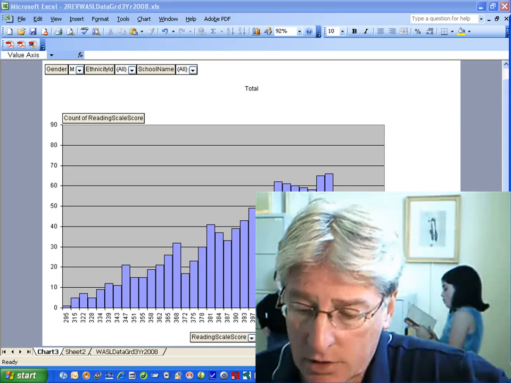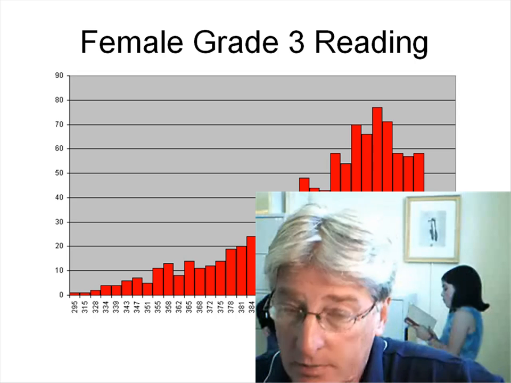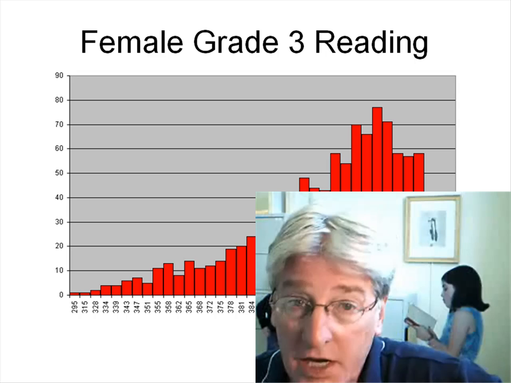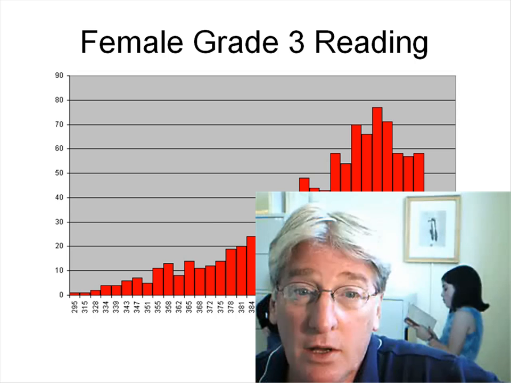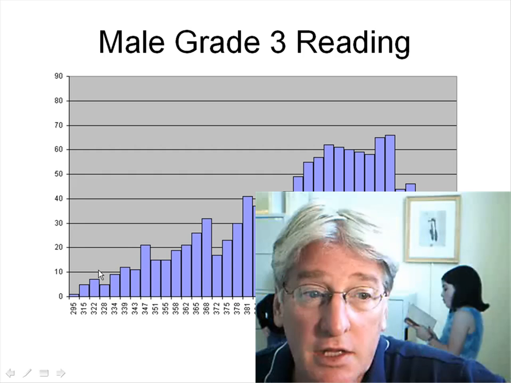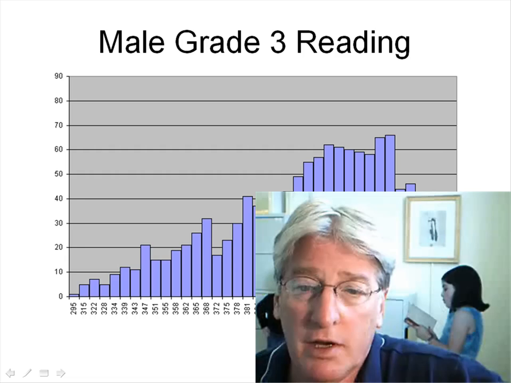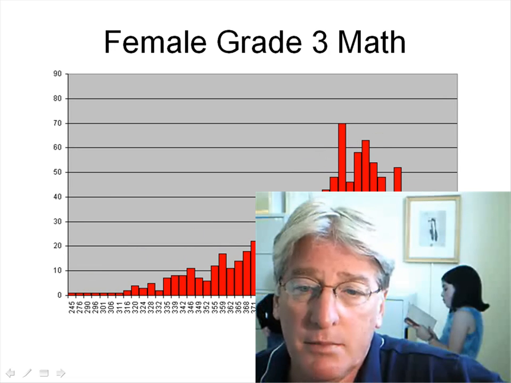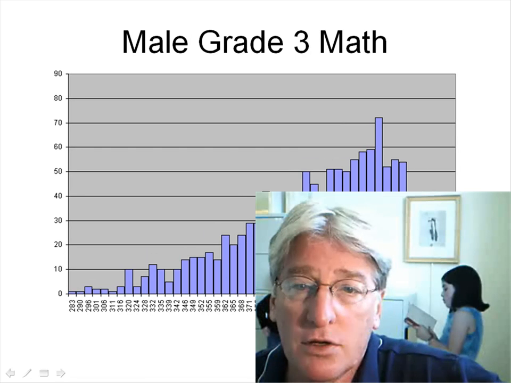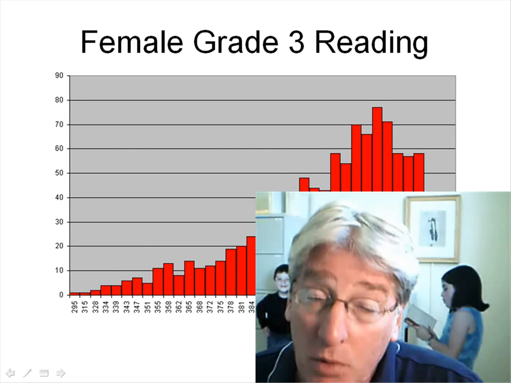There we go. So here's female third grade reading, male third grade reading. As you can see, the scaling's the same. Female third grade math, male third grade math. So you can see the distribution, and that's a simple way to do it using Excel and pivot tables.